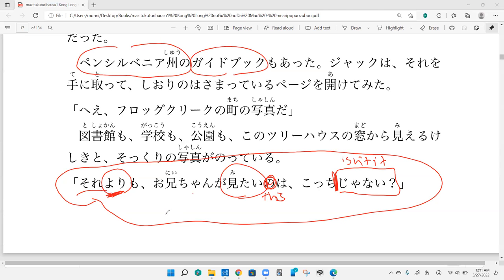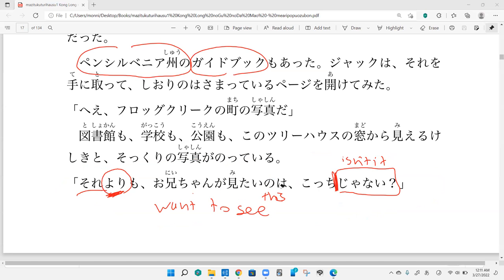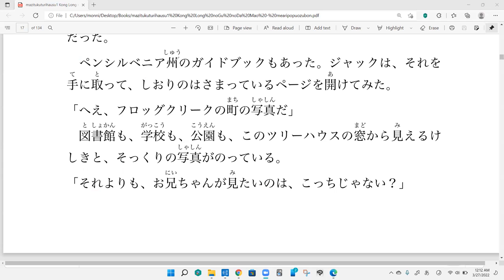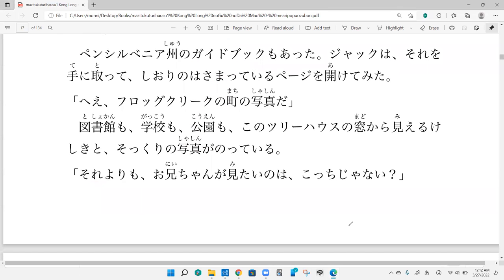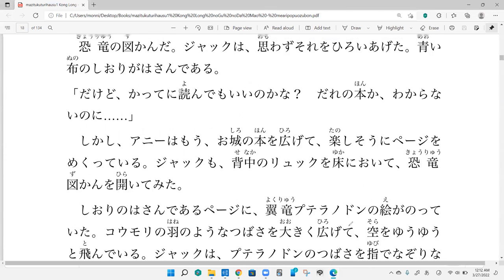So mitai actually means want to see. So rather than 'let's see this,' he's actually saying, isn't this something that Big Brother would like a lot more than a boring guidebook? Right there's a nice no, this thing, or this book in this case, because most likely they're referring to the guidebook. 100% the shashin is inside the guidebook, on one of the pages. But Annie's not really seeing exactly what he's looking at, except he did say it's a picture of Frog Creek. And she's like, that sounds boring, brother. Look at this. This is what brother wants to read.